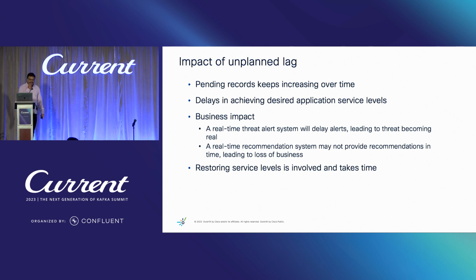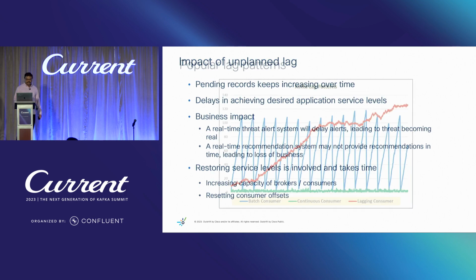And the most problematic thing is that restoring service level is very involved and takes a lot of time, because typically you're trying to increase the capacity of the brokers or the consumers because you're not able to manage the load. And there's also the big headache of resetting and setting the consumer offsets so that you can continue processing from where you want, or how you offload all the pending records. This is a very involved process in getting the system back into shape. So the better option is, if I know that a lag is going to happen, I can take action earlier.